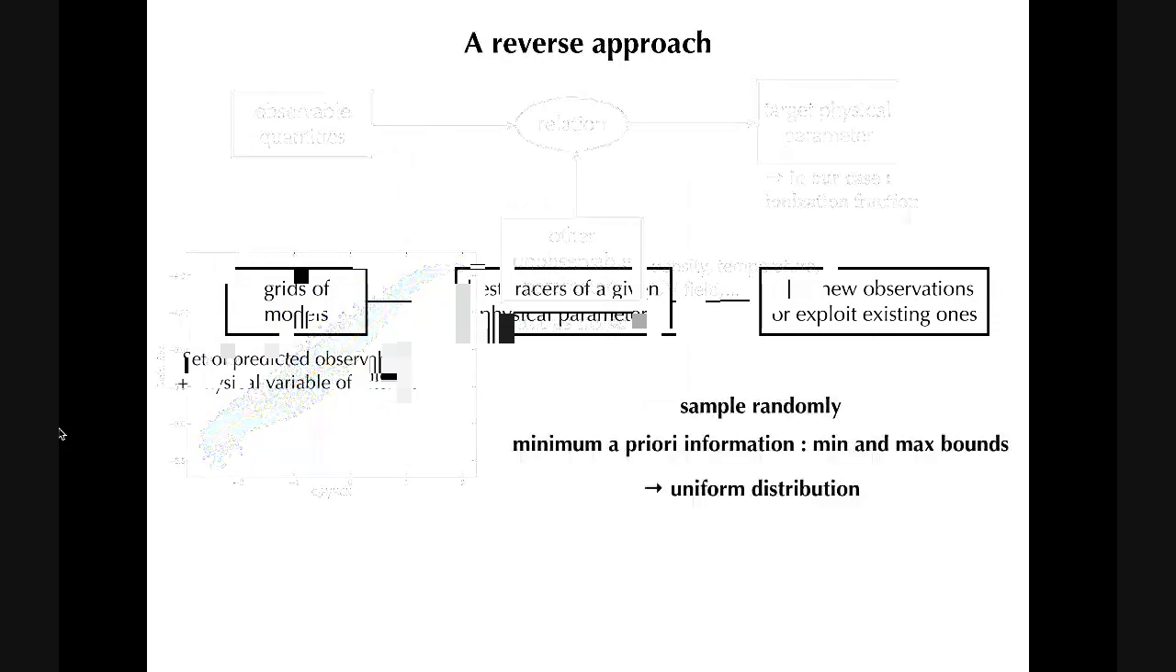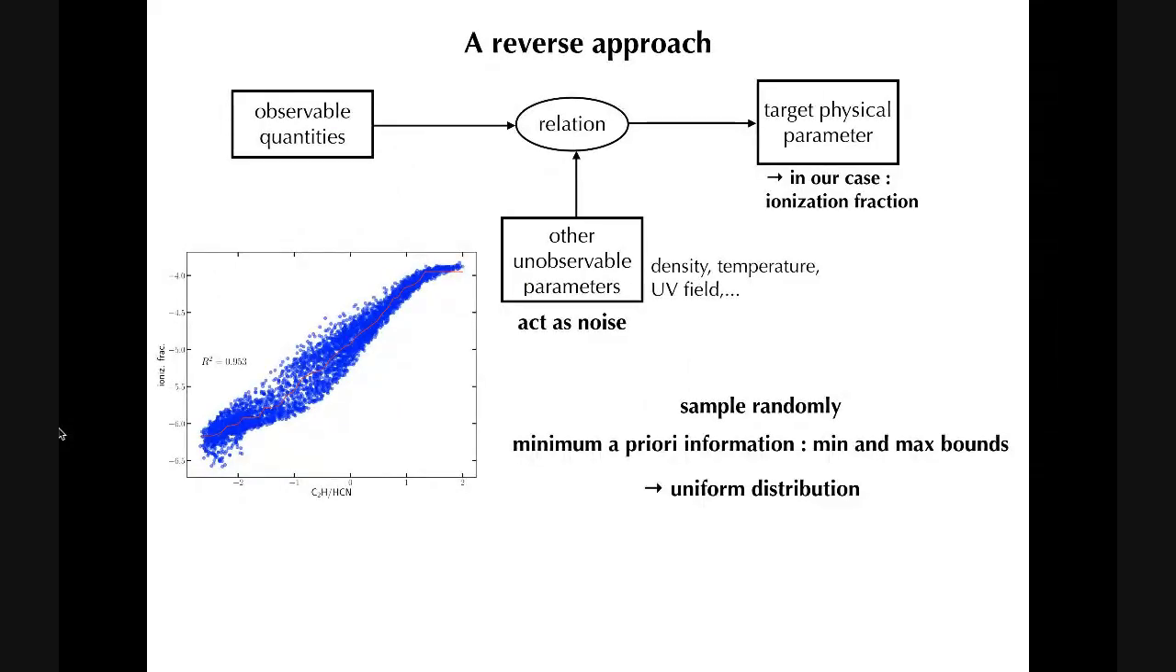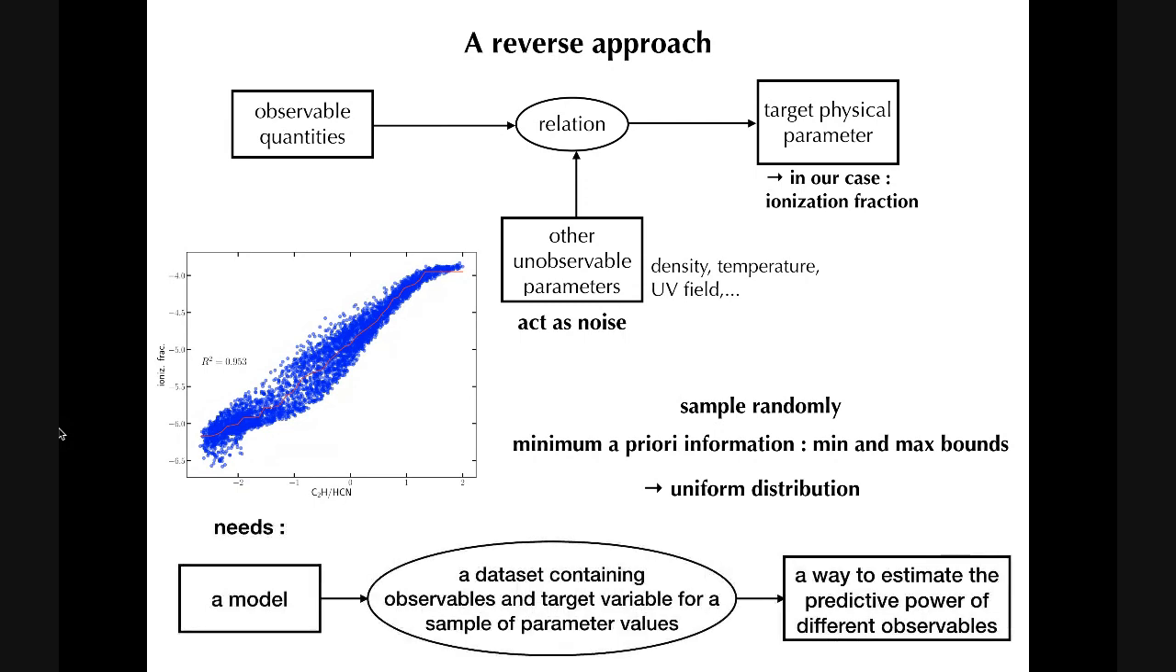We can build a grid of models where we sample randomly across those unobservable parameters with a minimum a priori information, so just a uniform distribution with some mean and max values. And then what we need is just some chemical model to build a model grid and some way to estimate, for each potential observable tracer, its predictive power to predict the ionization fraction.